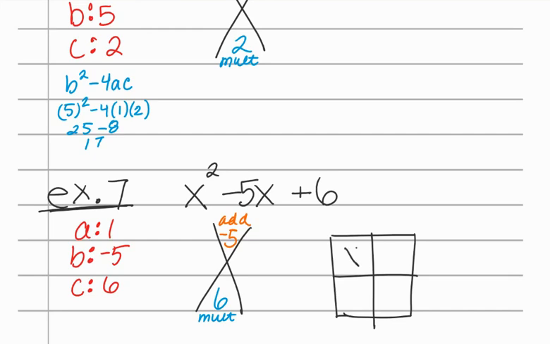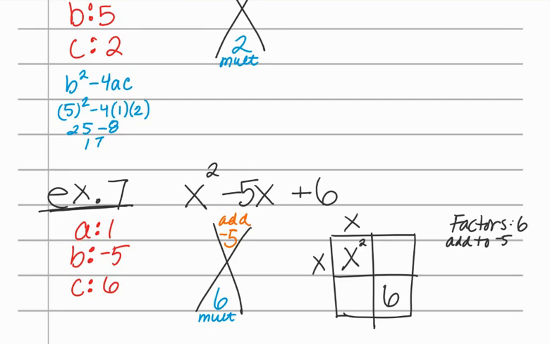We know that our first box is our first term. The last box is our last term. And these middle boxes here are the two terms that are going to add up to negative 5x, right? So I also know that this is an x and an x. I know that these two numbers are going to multiply to make 6, add to make -5, right? So let's find our factors. Factors of 6 that add to -5.